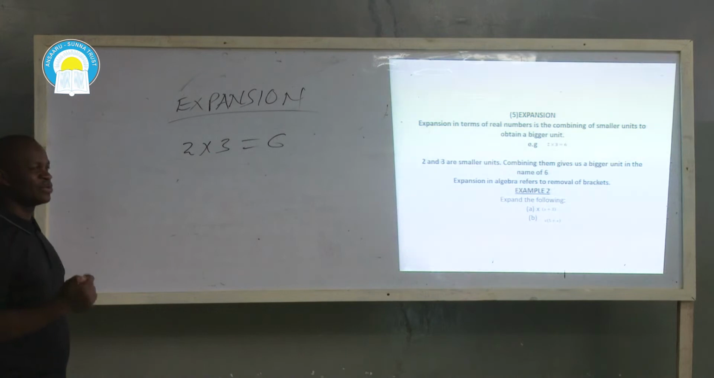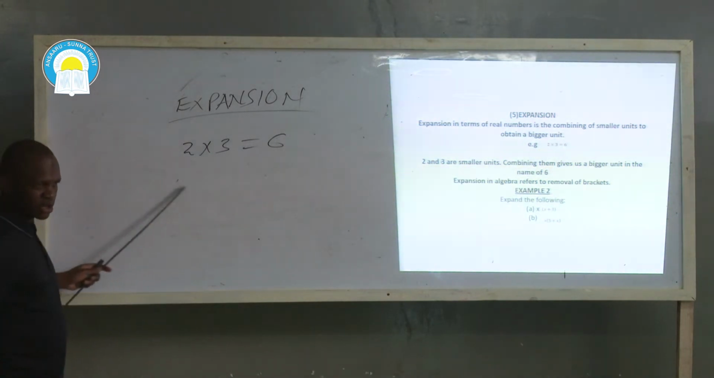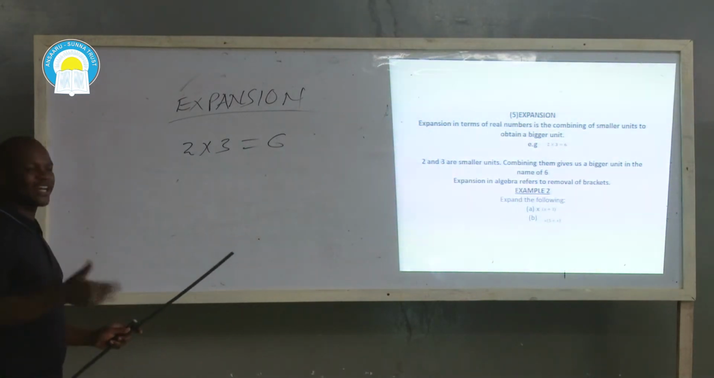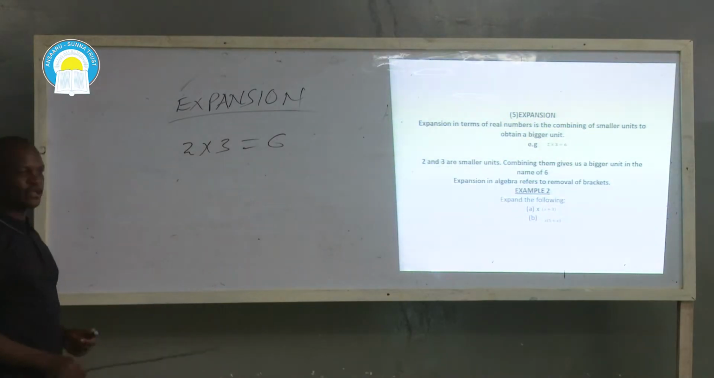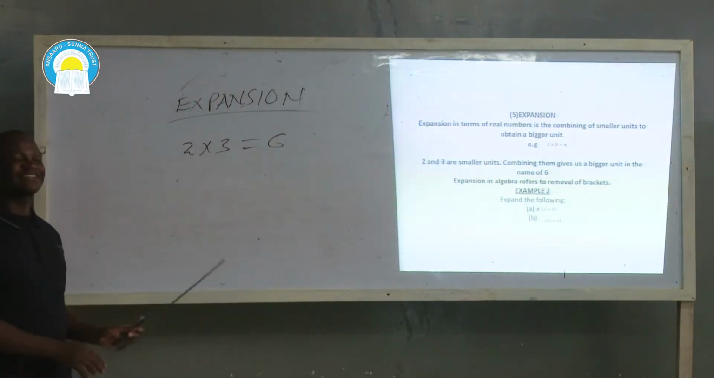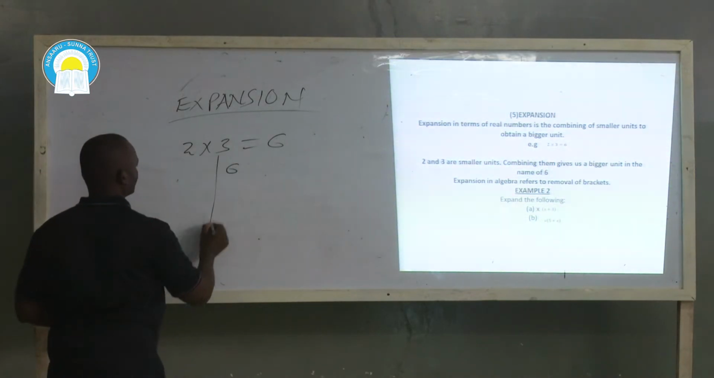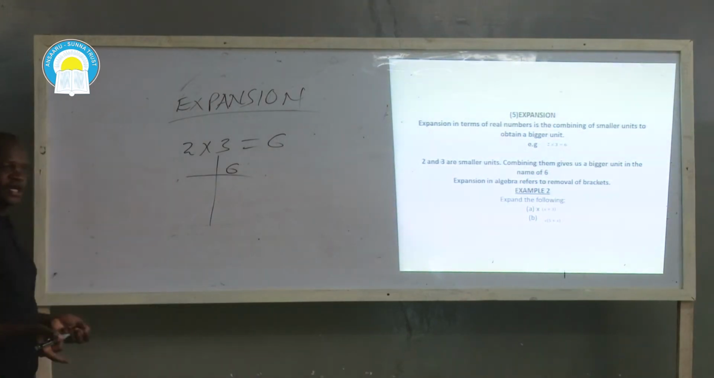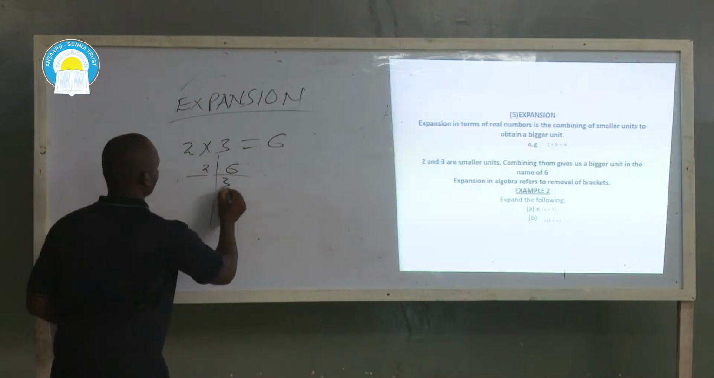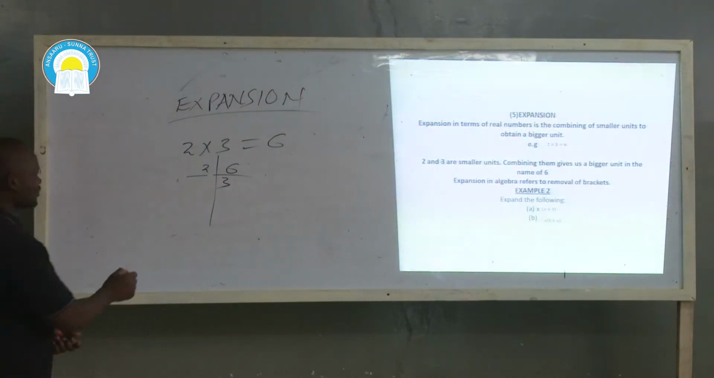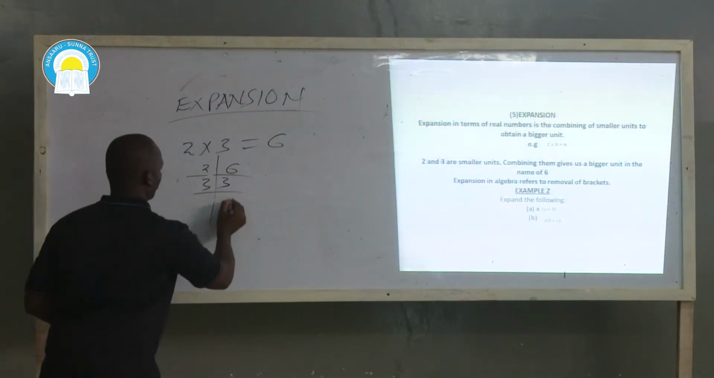And later, we shall discuss the reverse. We'll be doing factorizing or factorization, where you break the 6 into 2 and 3. How do you do that? Very simple. So begin with 2 as the least prime number which can go in 6. 2 goes in 6 how many times? 3 times. What about 3? 3 goes in 3, of course, 1 time.